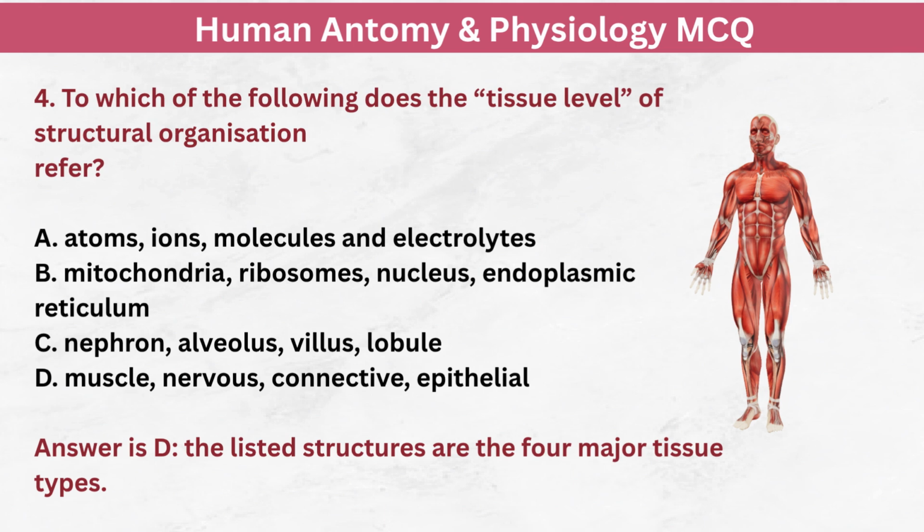4. To which of the following does the tissue level of structural organization refer? A. Atoms, ions, molecules and electrolytes. B. Mitochondria, ribosomes, nucleus, endoplasmic reticulum. C. Nephron, alveolus, villus, lobule. D. Muscle, nervous, connective, epithelial. Answer is D. The listed structures are the four major tissue types.